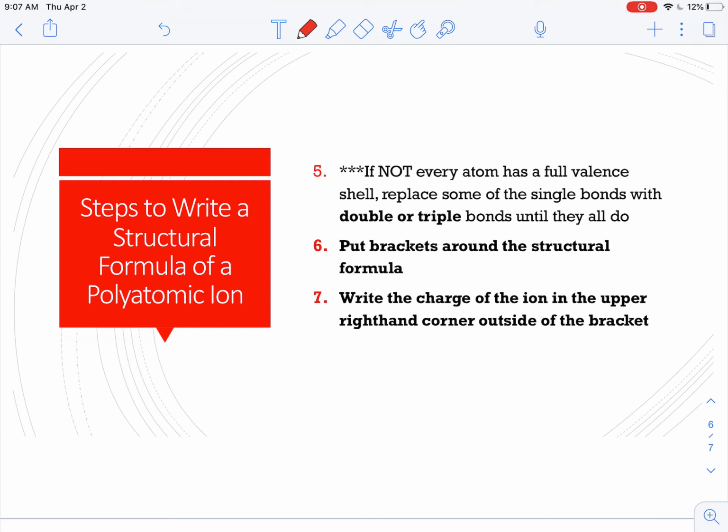Again, the only differences are the final steps here. For our polyatomic ions, we're going to want to put brackets around our structural formula, and we're going to put the charge of that ion that's been given to us in the upper right-hand corner outside the bracket.